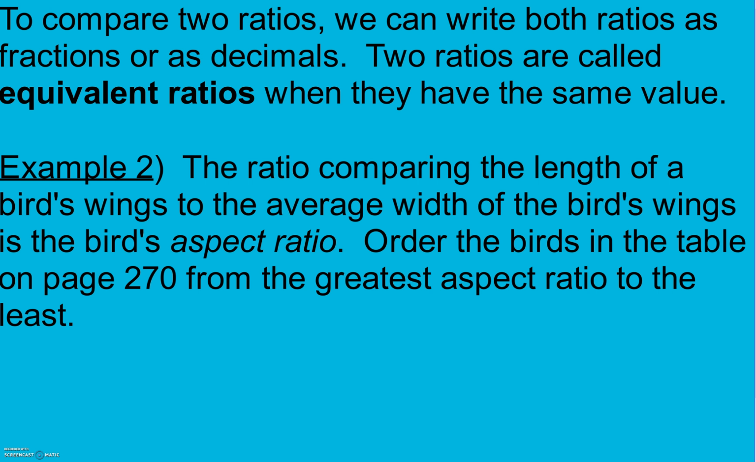To compare two ratios, we can write both ratios as fractions or as decimals. Two ratios are called equivalent ratios when they have the same value. In example 2, the ratio comparing the length of a bird's wings to the average width of the bird's wings is called the bird's aspect ratio. We're going to order the birds in the table on page 240 from the greatest aspect ratio to the least. Again, remember that order matters, so we're comparing length to width.